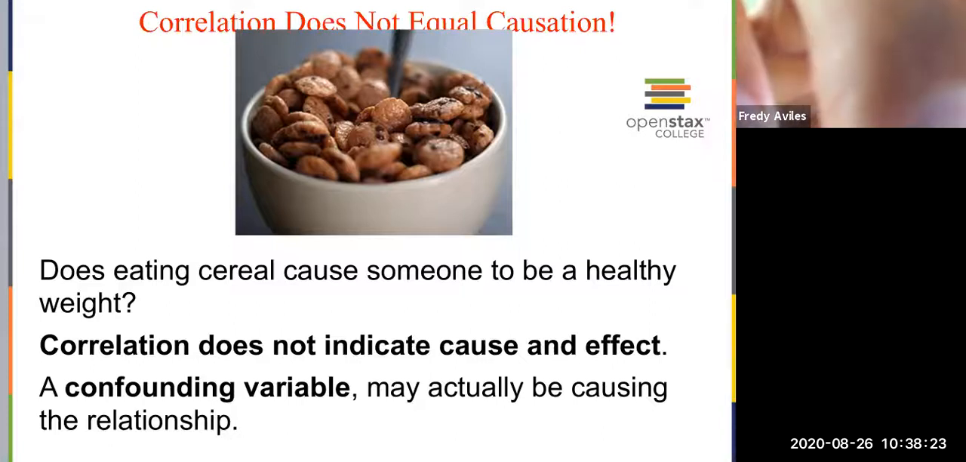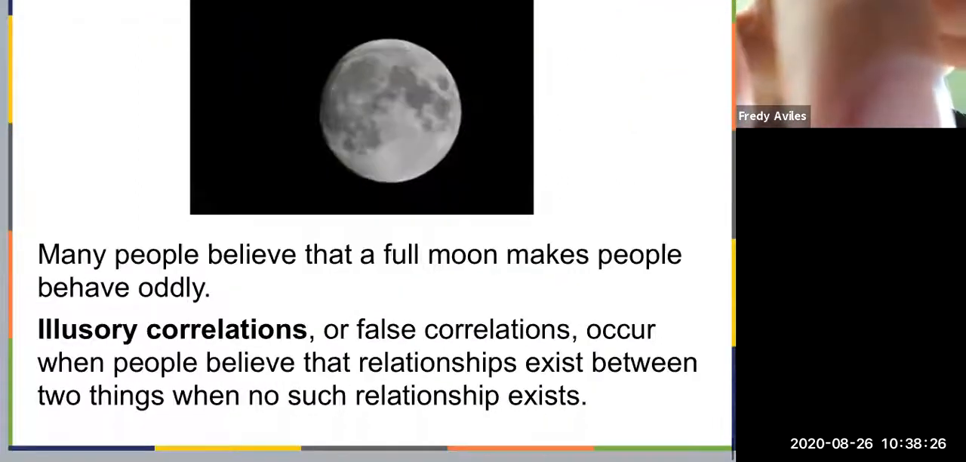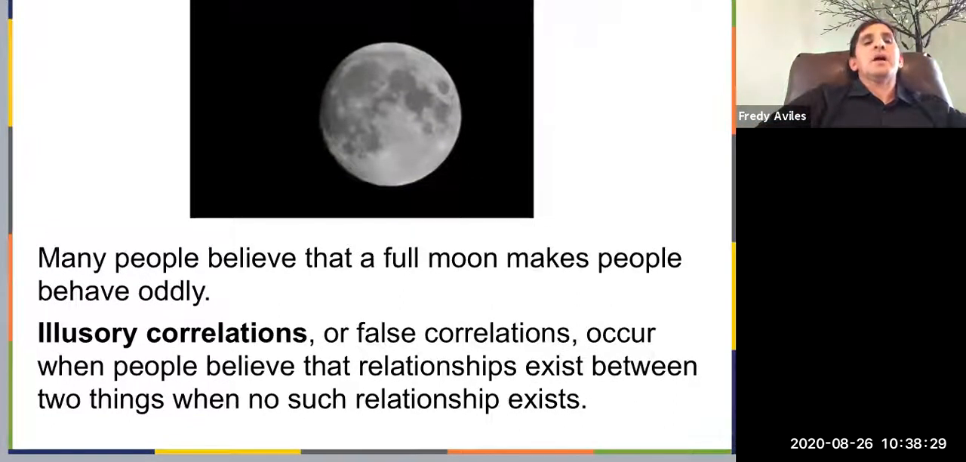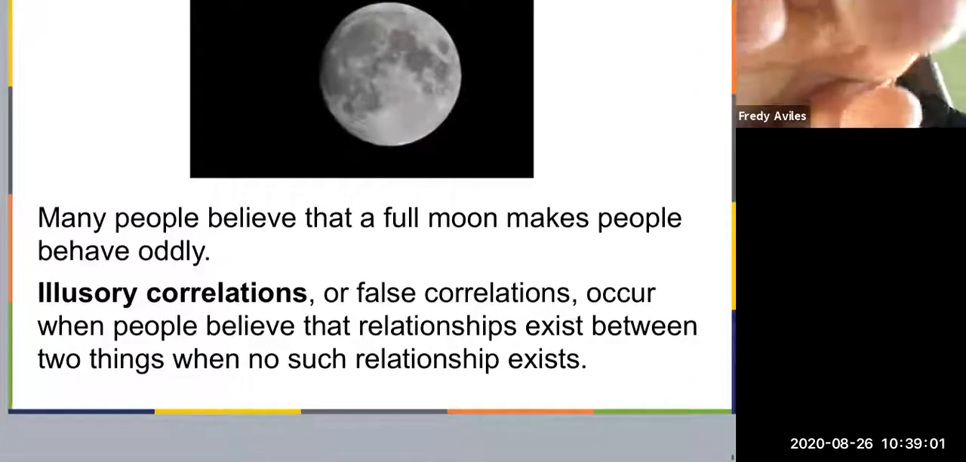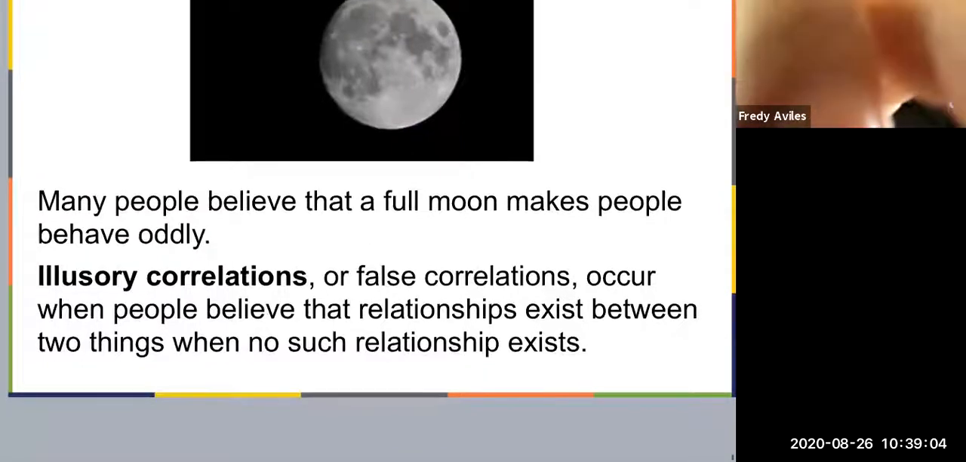There are also illusory correlations. Many people believe that the moon makes you behave oddly, and that's where the word lunatic comes from. The word luna means moon in Spanish. A lunatic is someone who behaves oddly, that's crazy in some way. But the moon has nothing to do with your behavior. It's what we call an illusory correlation. It might look like there's some relationship there, but there's not. It's an illusion. It's a false correlation. An illusory correlation occurs when people believe that a relationship exists between two things when no such thing exists.